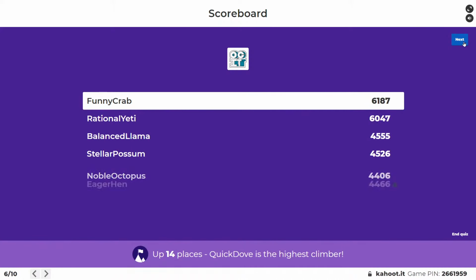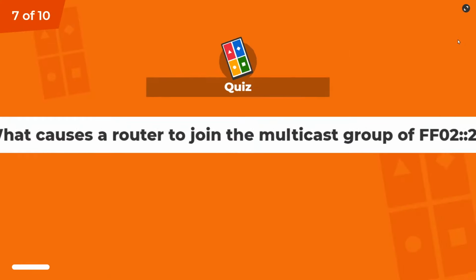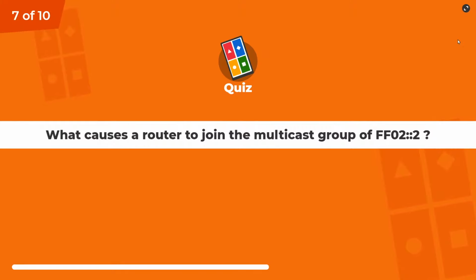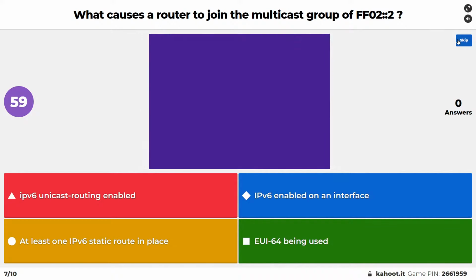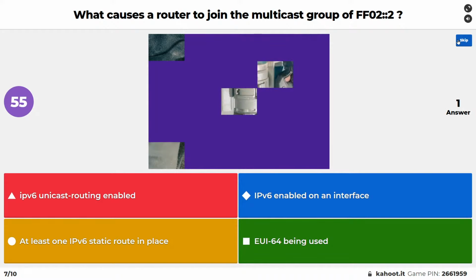And here we go. Funny Crab is still in the lead. Congratulations. There's 3 more questions, 7, 8, 9. I guess this is 4 more questions. This is question 7 of 10. What causes a router to join the multicast group of FF02::2?